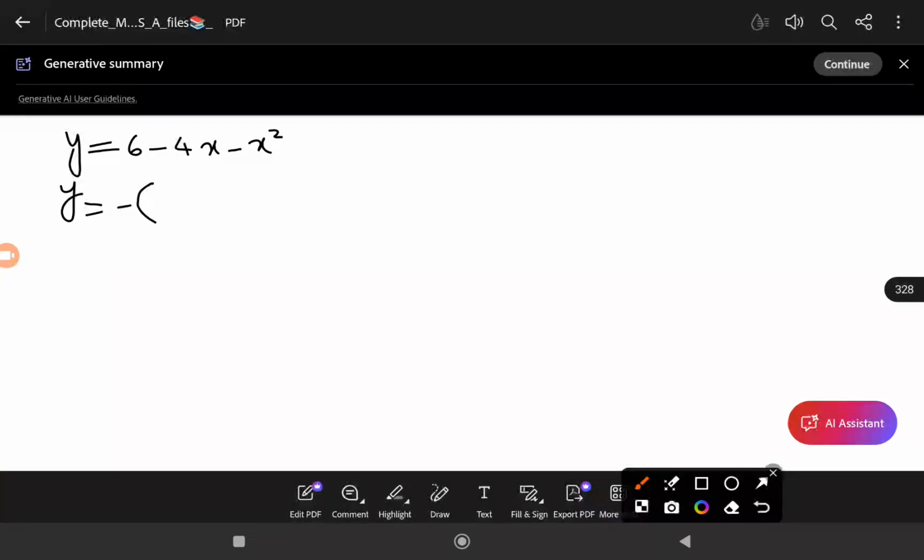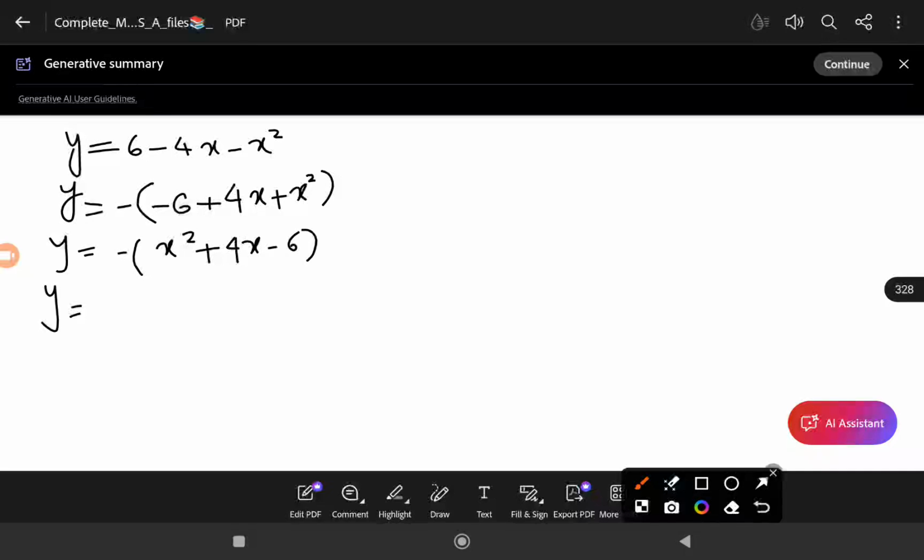If we take negative sign common, then inside the bracket all signs are going to be changed. There is no sign with 6, which means there is a positive sign with 6. So the positive sign will become negative and the negative sign will become positive: minus 6 plus 4x plus x squared. The second step is to just rearrange the terms, like x squared plus 4x minus 6. Now you can apply the completing square method on this equation easily, just like the previous ones.